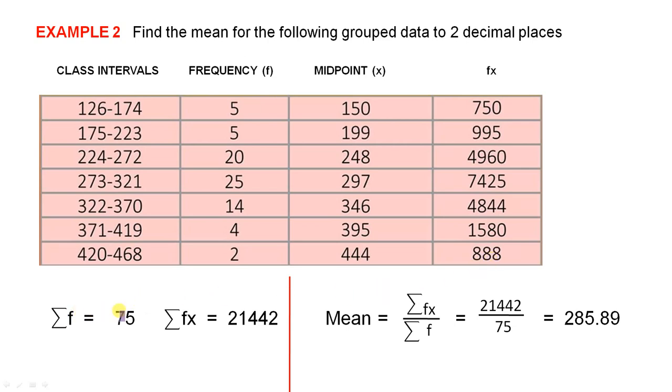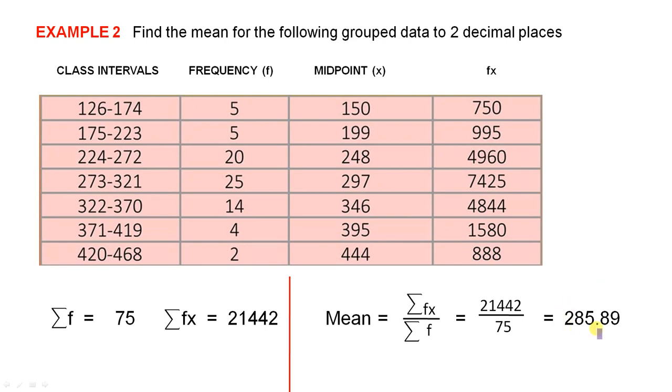The sum of the f column, when we add all the frequencies, we get 75. The sum of the fx column, when we add all those numbers, we get 21,442. So the mean will be the sum of the fx column over the sum of the f column, which is that number over this one, which is 285.89. Remember, it says to 2 decimal places.